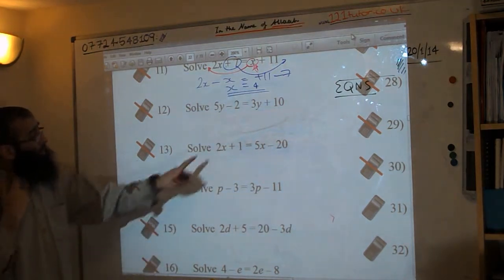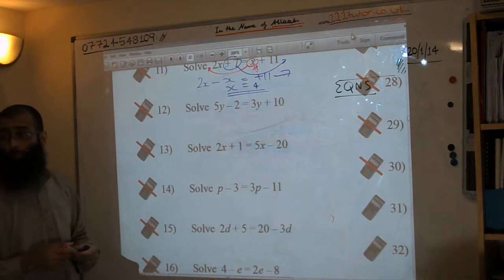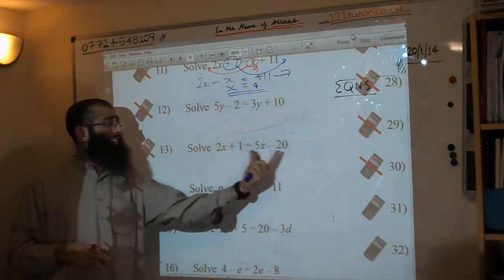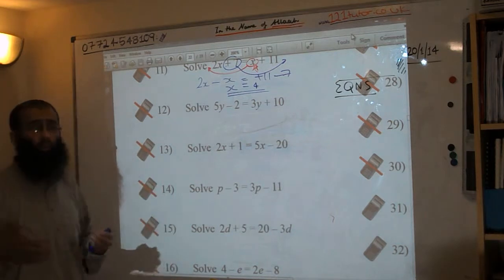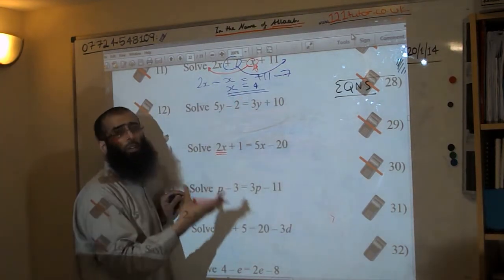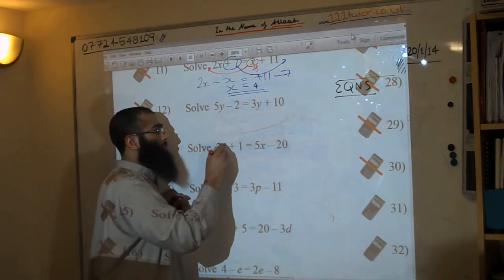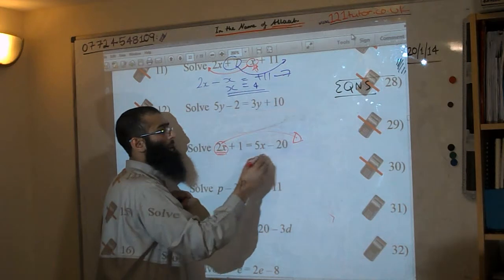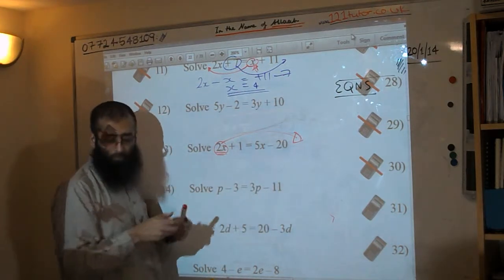Alright, let's look at this one here now. Question number 13. So, we have x's on both sides. Both parts are linear. We must get the x's onto one side. So we always start with the smaller x value, the smaller p or n, whatever it is. We move this 2x towards the bigger, larger one. And then we have to move the number in the opposite direction.